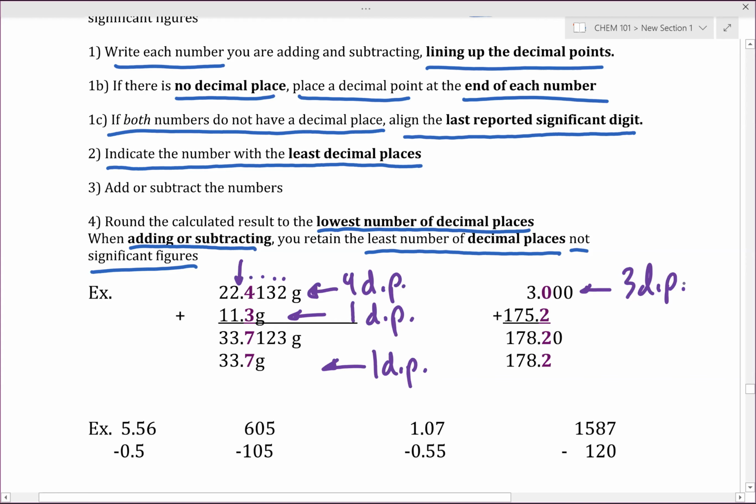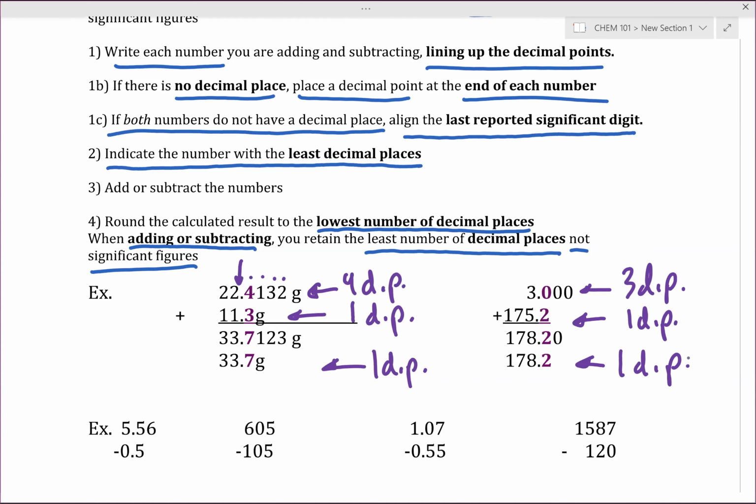Okay, looking at the bottom number of 175.2. How many decimal places does this number have? 1. Has 1 decimal place. Decimal places are different than the total number of sig figs. So then, based on this logic, what is the least number of decimal places? How many do we retain? 1. We retain 1 decimal place. Does that make sense to everyone?